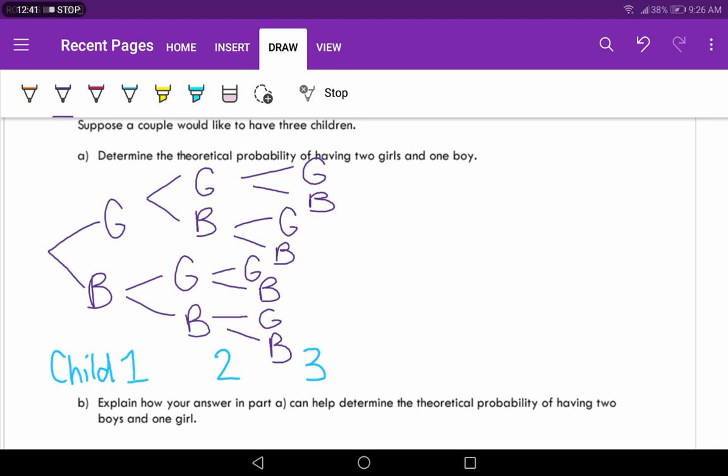Okay, so lots of options there, right? So let's just write them out because this tree diagram is a little bit messy. So again, you're just reading your tree diagram. So you have a couple different possible outcomes.